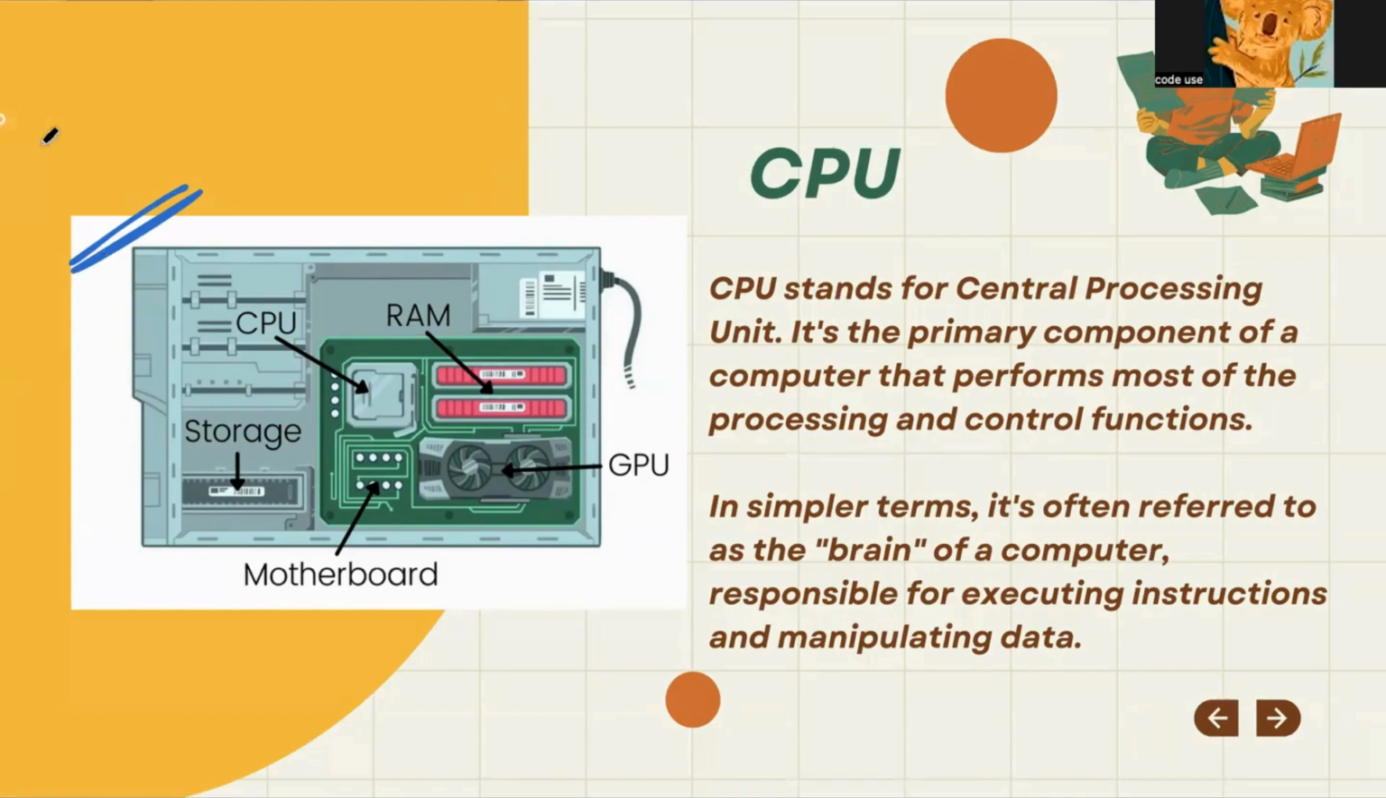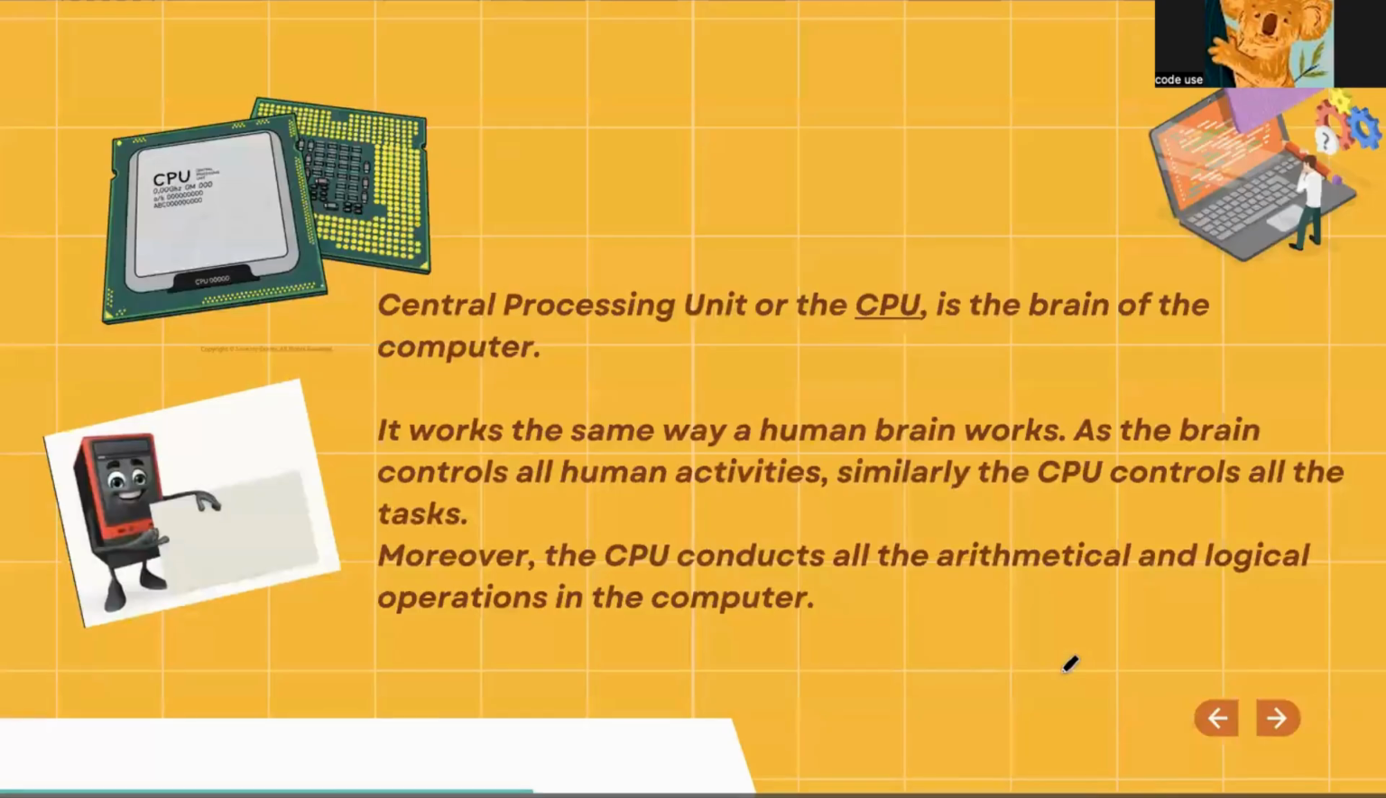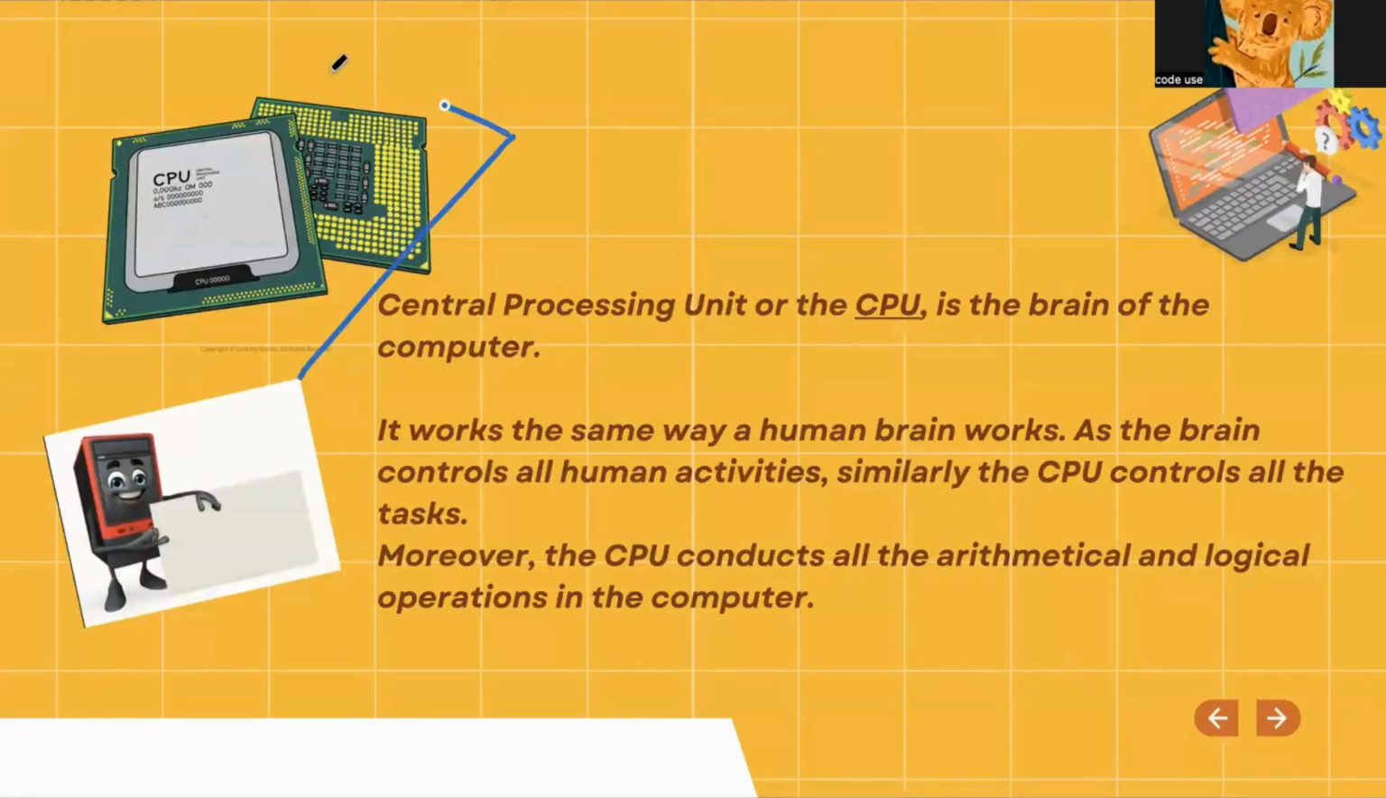Okay, CPU. Can you see here the chip? This is called a CPU. It manages, processes and controls all the functions. It is also called the brain of the computer, and it is responsible for executing instructions and manipulating data. Next, this is how the CPU chip actually looks like. The central processing unit, or CPU, is the brain of the computer, like I said.